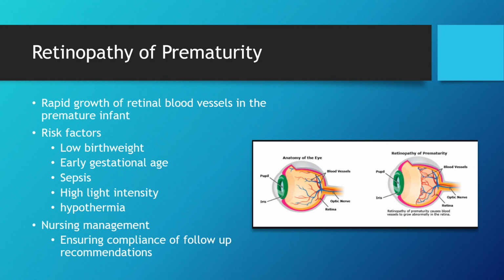Retinopathy of prematurity is a disorder characterized by rapid growth of retinal blood vessels in the premature infant. Risk factors can include low birth weight, early gestational age, sepsis, high light intensity, and hypothermia. Nursing management is going to focus on family compliance with follow-up recommendations.